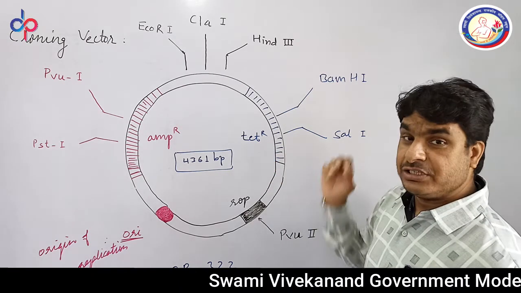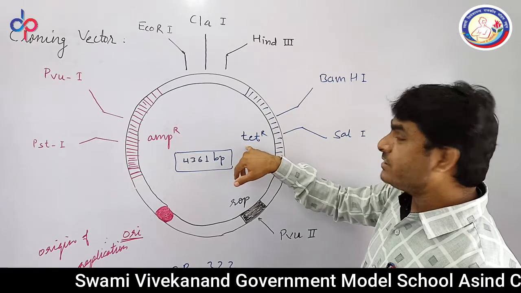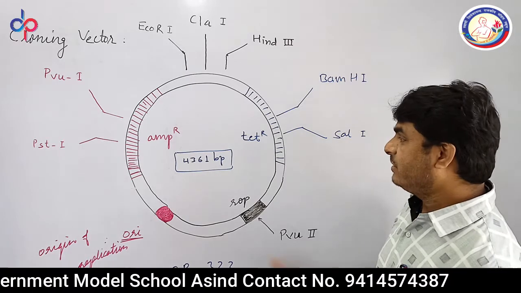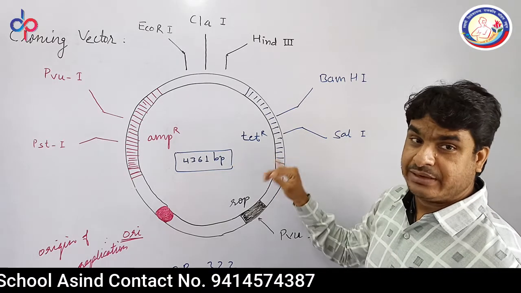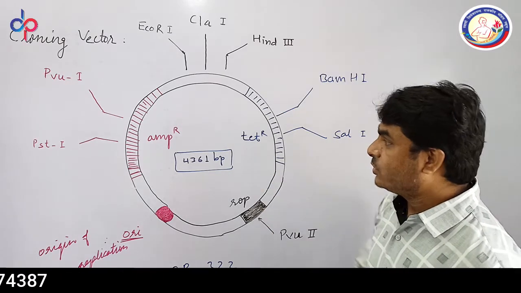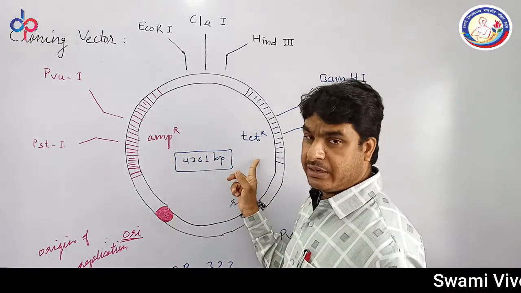It provides resistance against the tetracycline. Tetracycline is the antibiotic and its presence will make bacteria resistant against the tetracycline. So these two are the selectable markers.